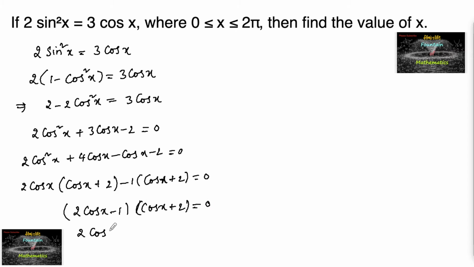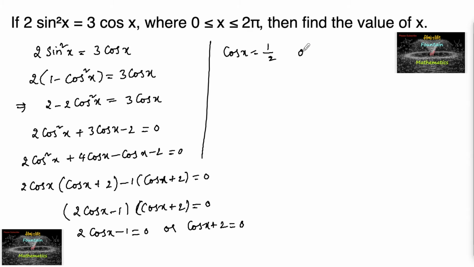So 2 cos x minus 1 equals to 0, or cos x plus 2 is equal to 0. So we're getting two values, cos x is equal to 1 by 2 or cos x is equal to minus 2. So cos x is equal to minus 2 is not possible, since cos x lies between minus 1 to plus 1.